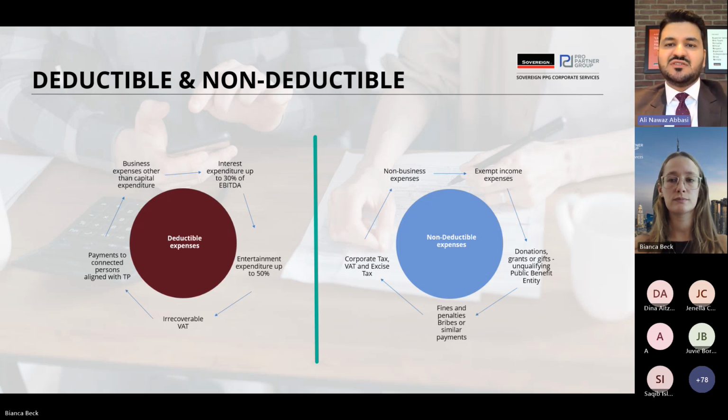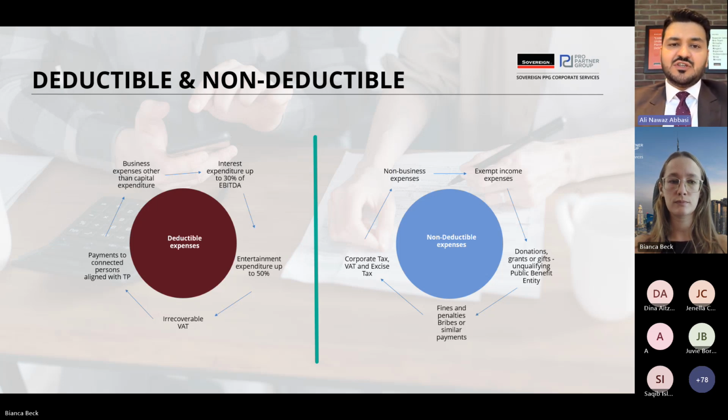This is because capital expenses are not expensed out, but rather they go on the balance sheet as an asset of the company. And every month, a depreciation charge goes into expenses. This depreciation expense, if it is aligned with IFRS and tax depreciation rates, it will be a deductible expense.